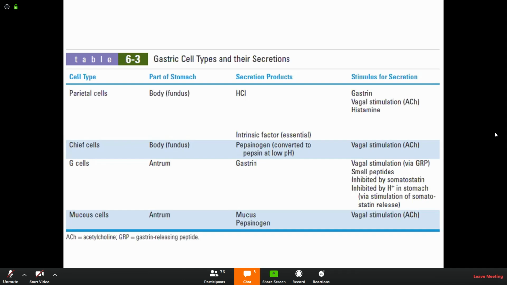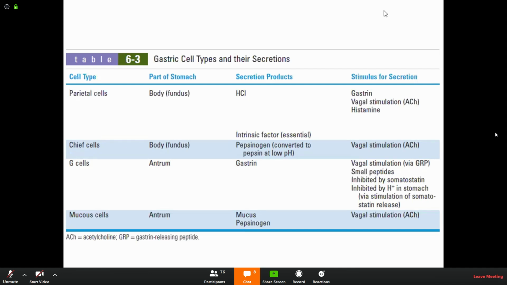So parietal cells secrete the hydrochloric acid and intrinsic factor. Chief cells secrete the pepsinogen and gastric lipase. G cells secrete the gastrin, and mucus cells secrete the mucus and bicarbonate and pepsinogen.